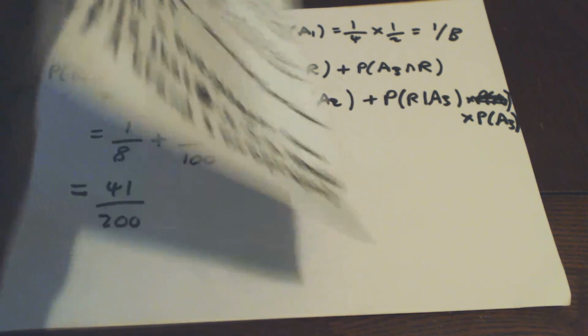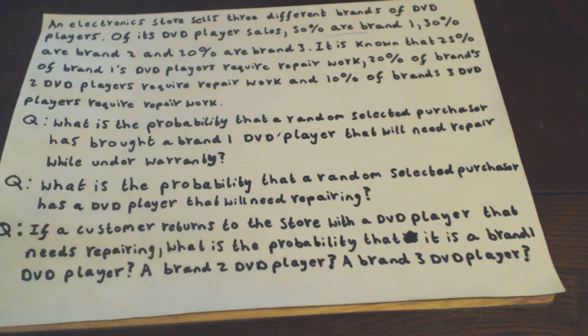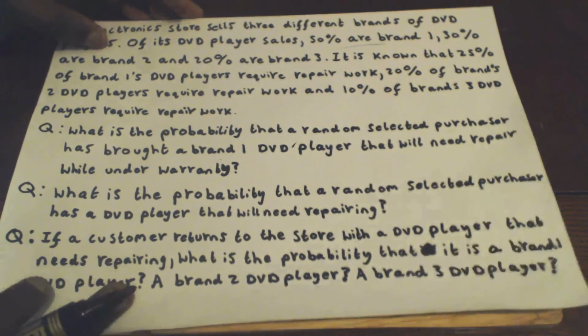Now we've got the third question, which is: if a customer returns to the store with a DVD player that needs repairing, what is the probability that it is a brand 1 DVD player, a brand 2 DVD player, or a brand 3 DVD player? Sorry, just a brand 3 DVD player. So these are 3 independent questions.